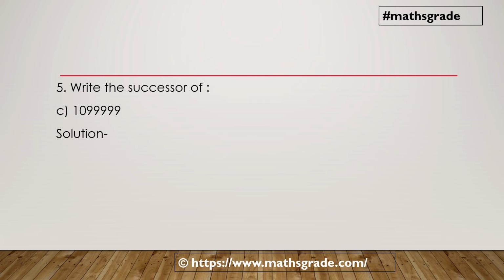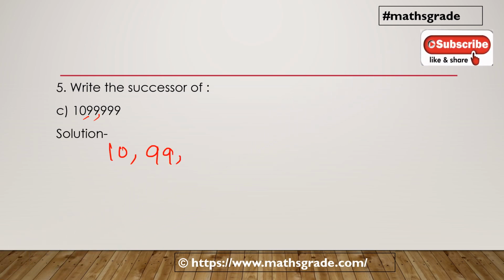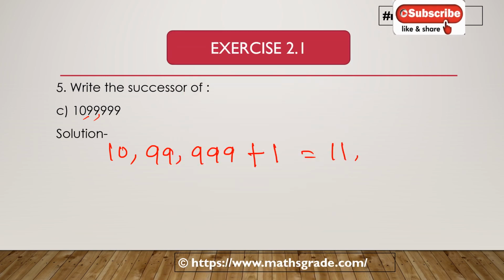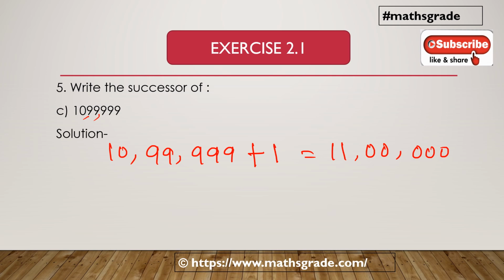Now part C. Write the successor of 10,99,999. Successor is the next number, so we have to add 1 to this number. 10,99,999 plus 1 will be 11 lakh. This is the answer. So the successor of 10,99,999 is 11 lakhs.